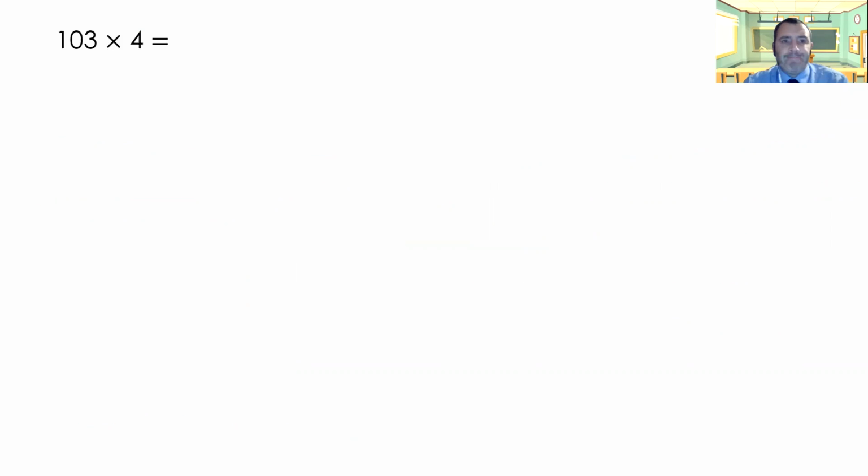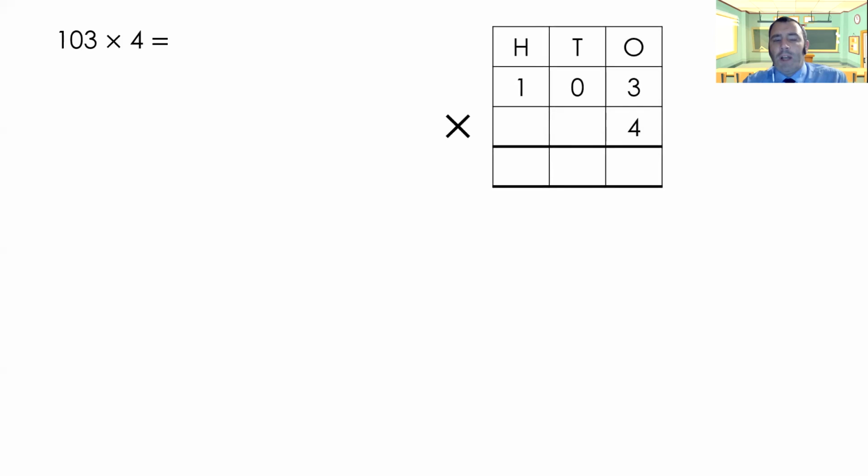Okay, moving on. We've got another calculation here. 103 times 4. So we could carry on using the place value grid and the counters, or we could use the formal method that we used yesterday for doing 2-digit numbers multiplied by a 1-digit number to find our product. This is how we would lay it out. So it will look very similar to what we did yesterday, where we had our 10s and our 1s, and we were multiplying by a 1-digit number. All we're doing is we're adding 1 extra column for our hundreds. The process is very similar.